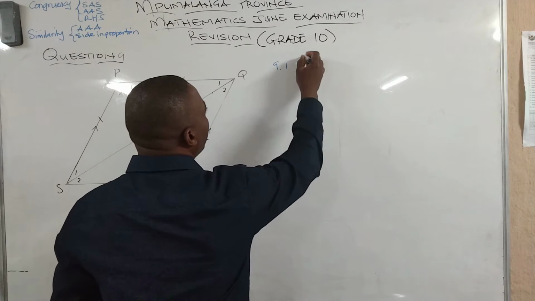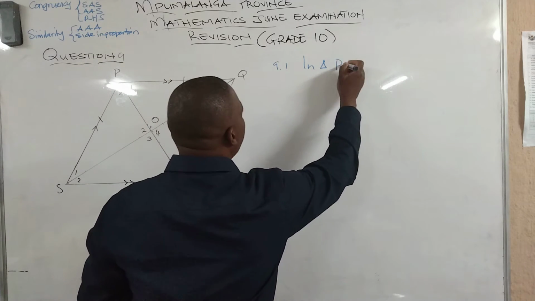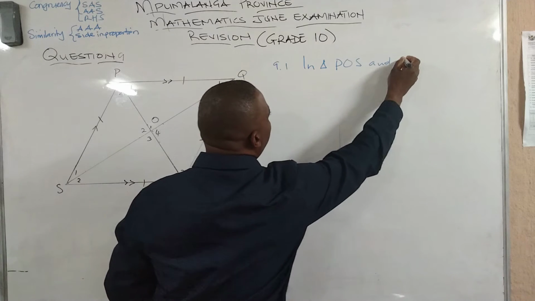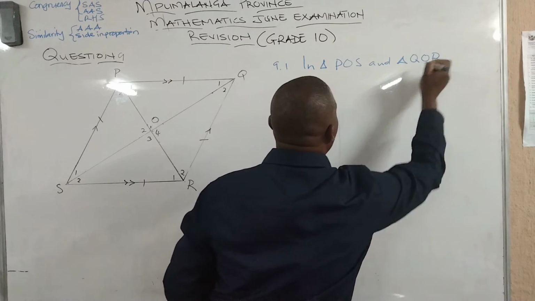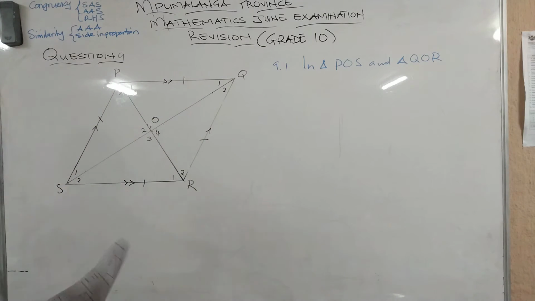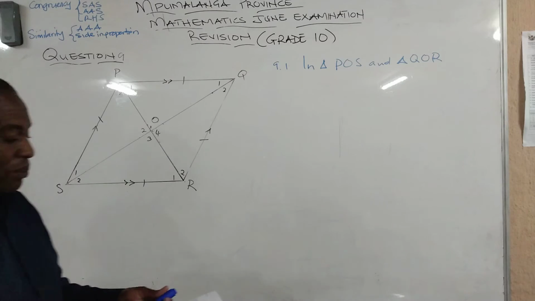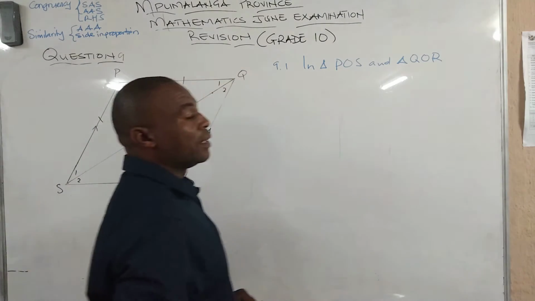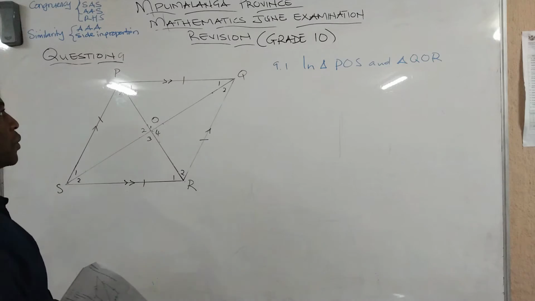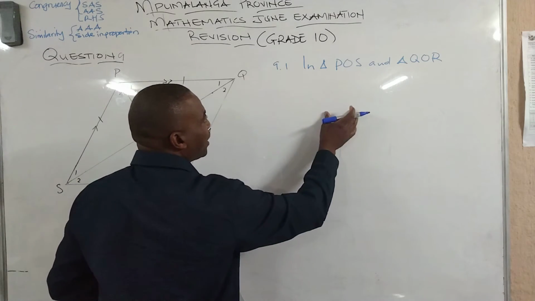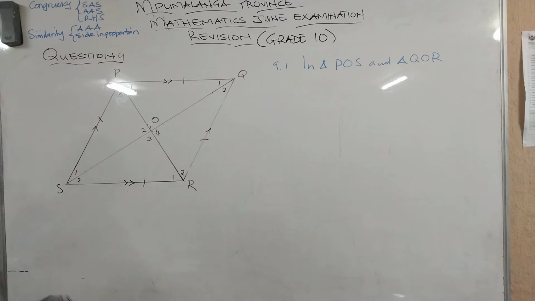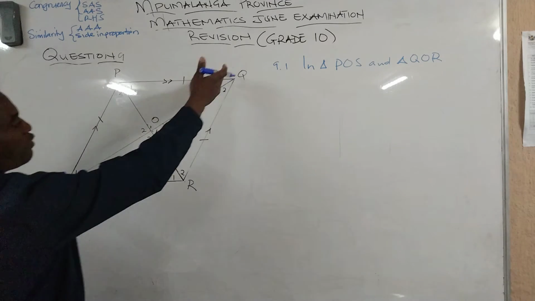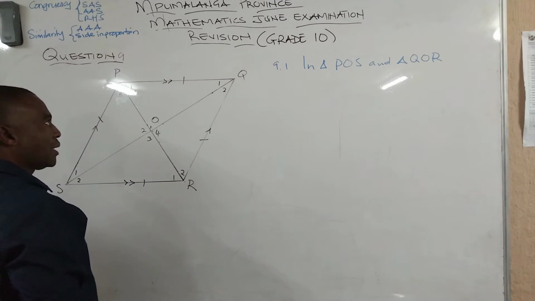So let's say we take, that is for 9.1, in triangle POS and triangle QOR. The order is not important when you are establishing the triangles, but when you conclude, it's very, very important. So we have started with triangle POS, so we'll state the facts on this triangle and relate them to the other triangle. Alright? So we know that PS, we are given that PS is equal to QR, we can start there.